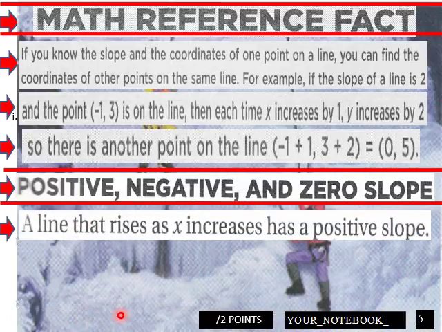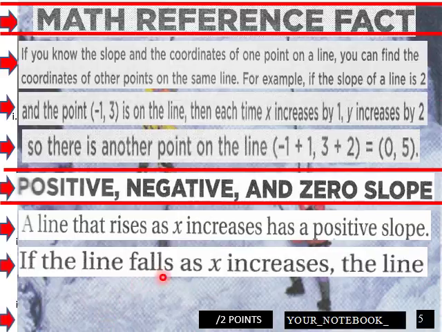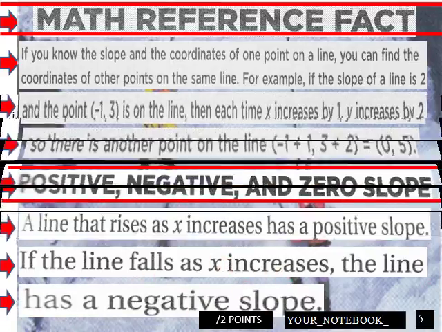Zero is neither positive nor negative slope. A line that rises as x increases has positive slope. If the line falls as x increases, the line has negative slope.